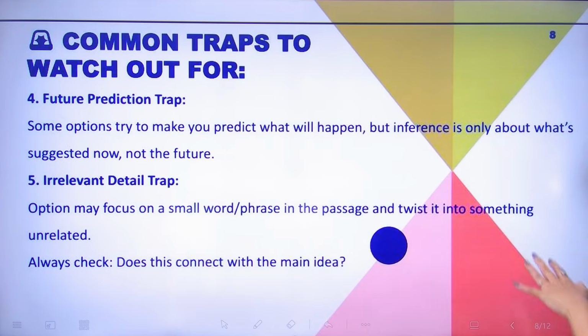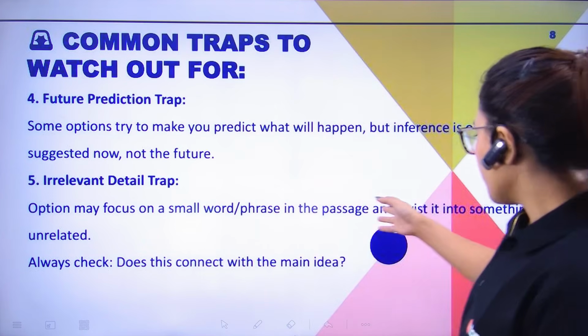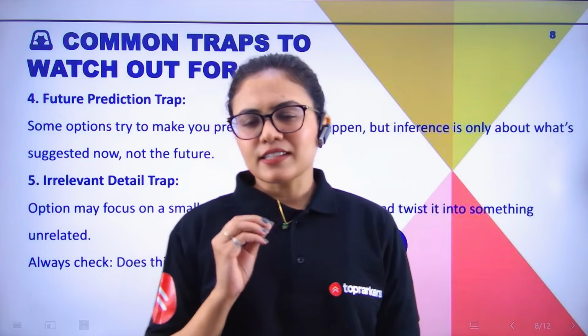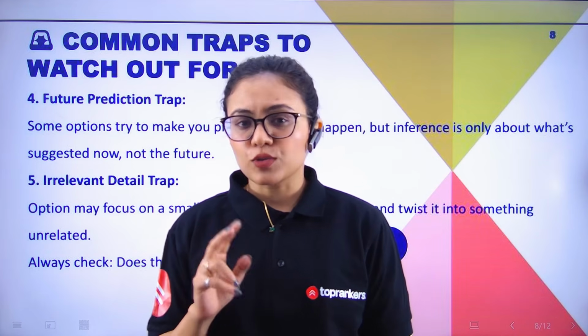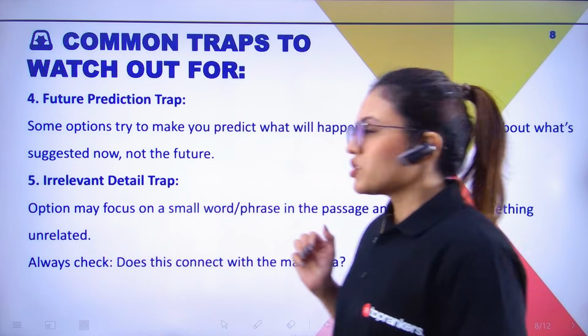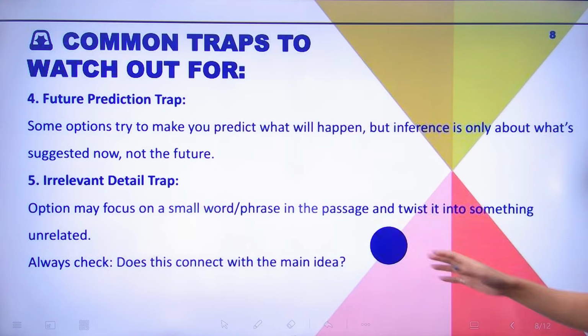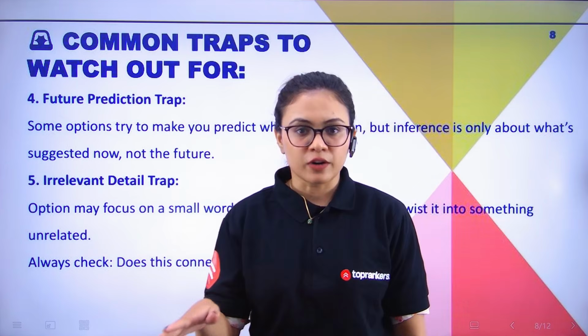Then, irrelevant detail trap, which I discussed earlier. An option may focus on a small word or phrase in the passage and twist it into something unrelated. This means something you can find in the passage has been manipulated so that it can mislead you. So just because you've seen it in the passage does not make it an inference, first of all. Always check, does this connect with the main idea? And if it doesn't, then obviously it has to be ruled out, right?